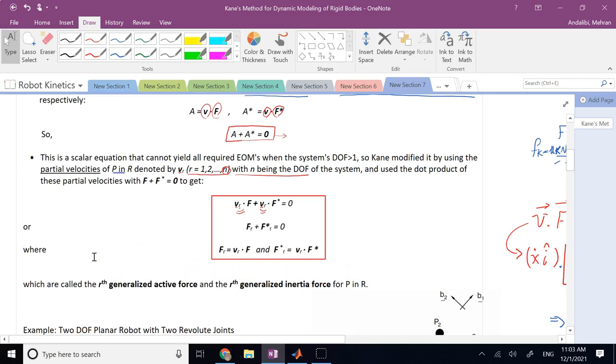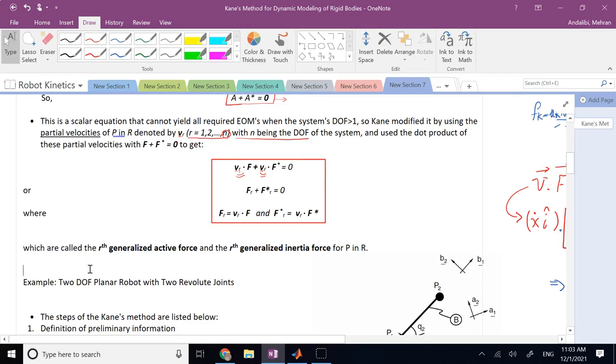So please pay attention to the fact that, first of all, instead of the velocity, we are using a portion of the velocity, a partial velocity. And here, I also call these terms active force. I don't call them activity anymore. I call them active force.